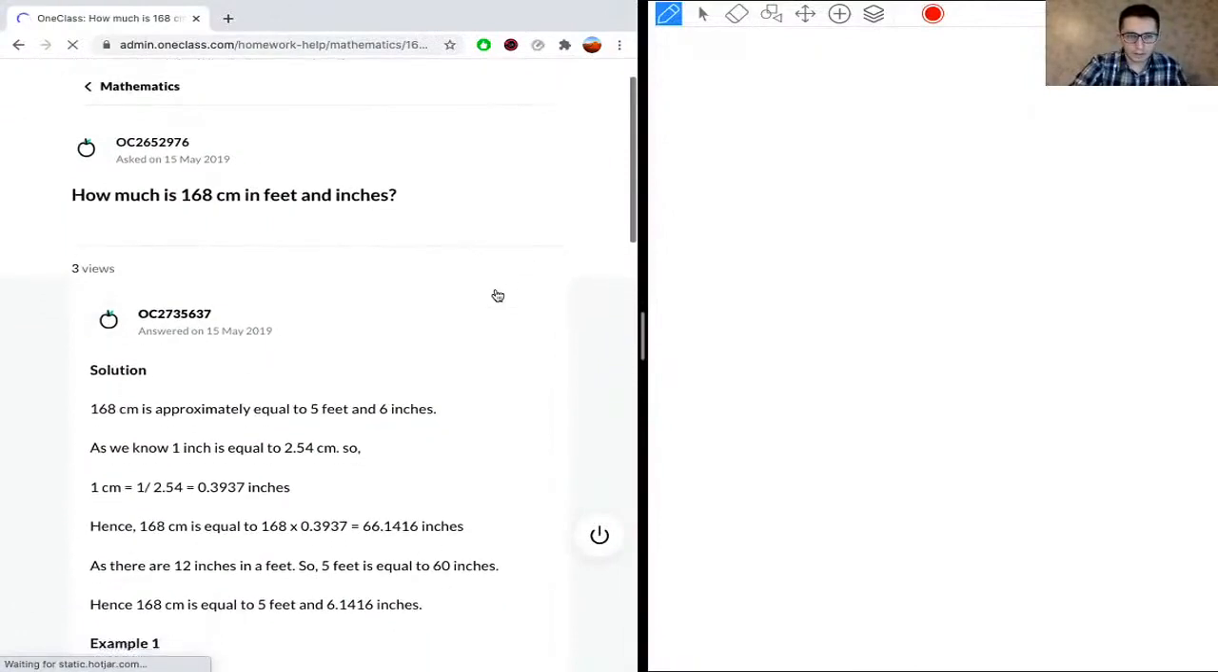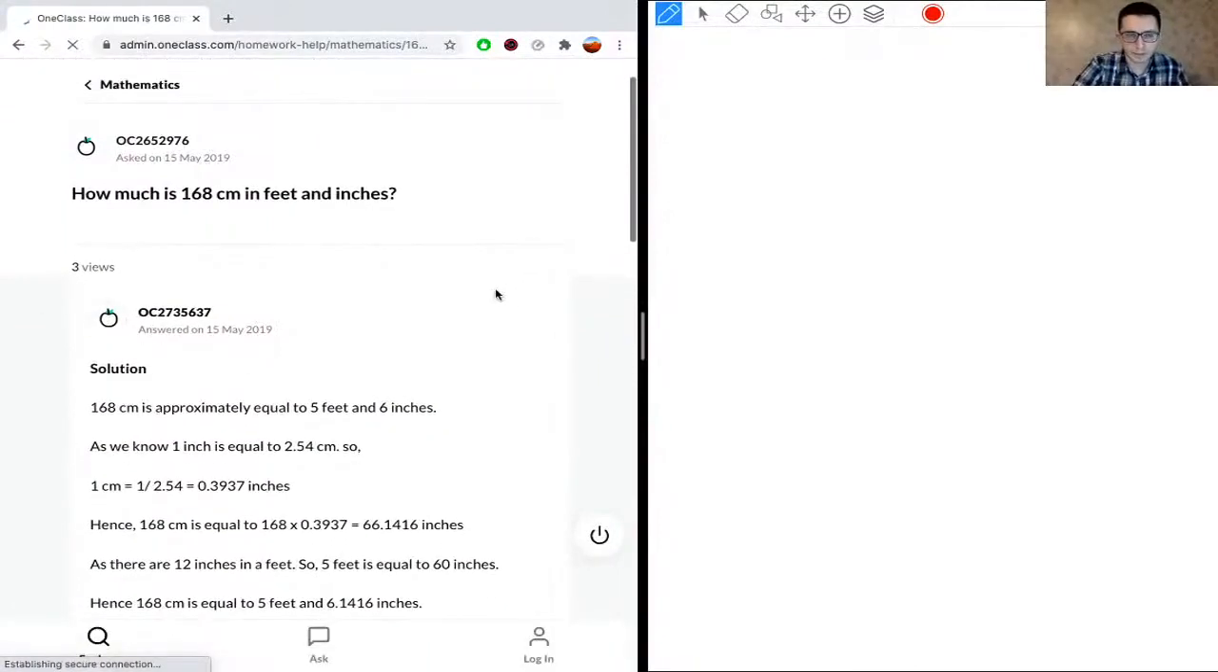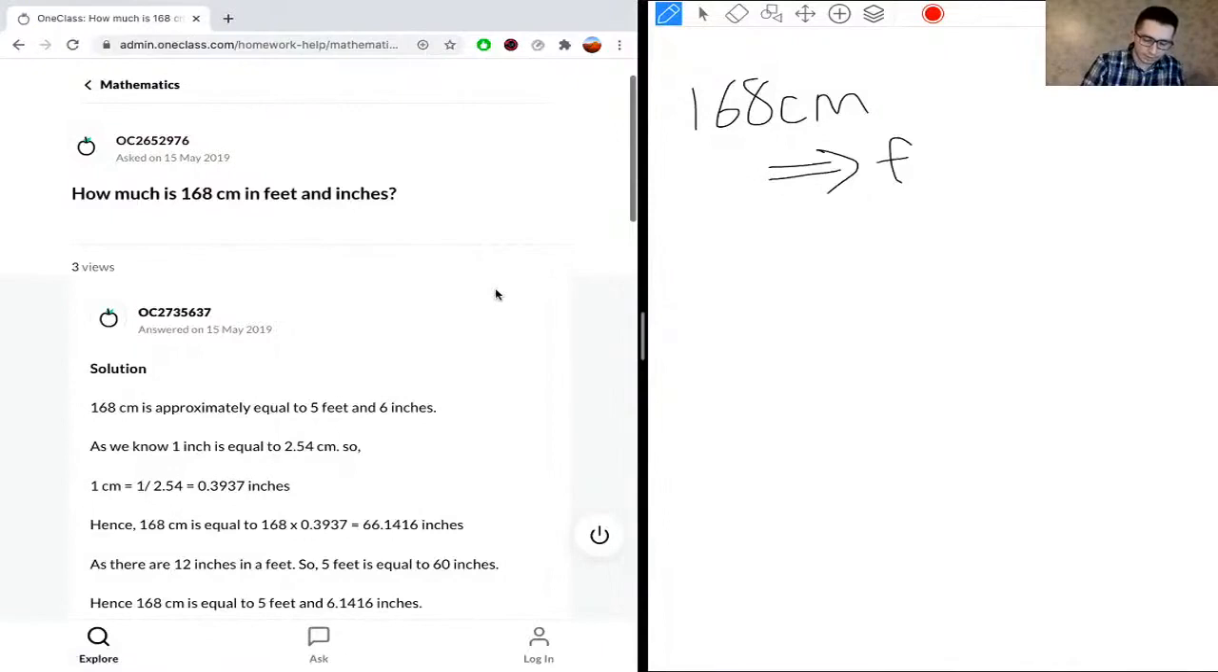So it's asking us how much is 168 centimeters in feet and inches. So we can start off here and say 168 centimeters, just write that down. And we want to convert this to feet and inches. So usually here we would want to use conversion factors.